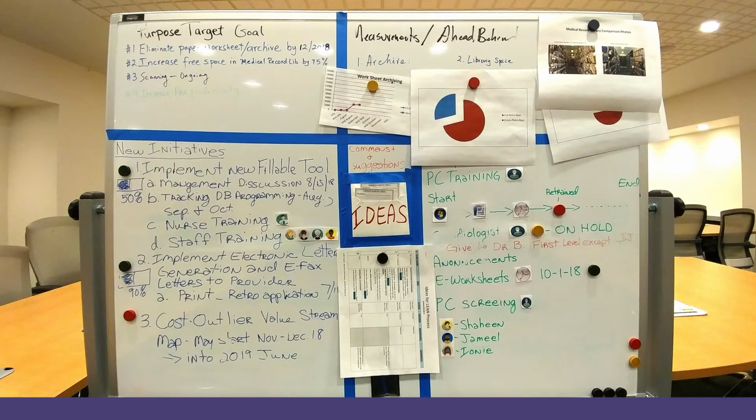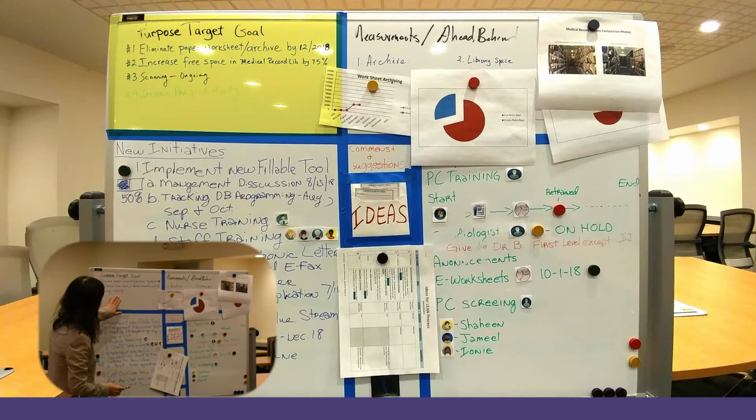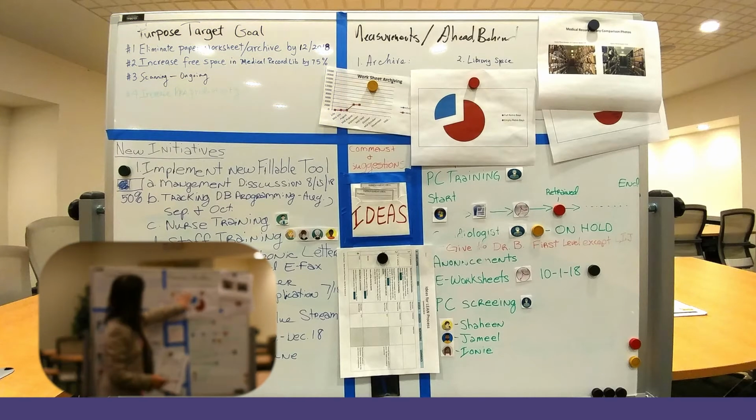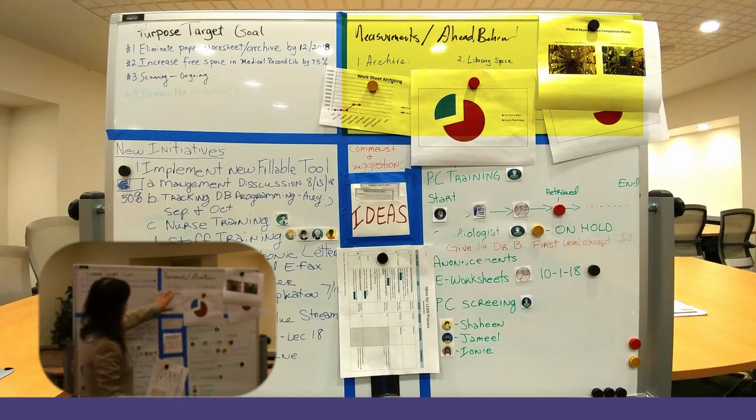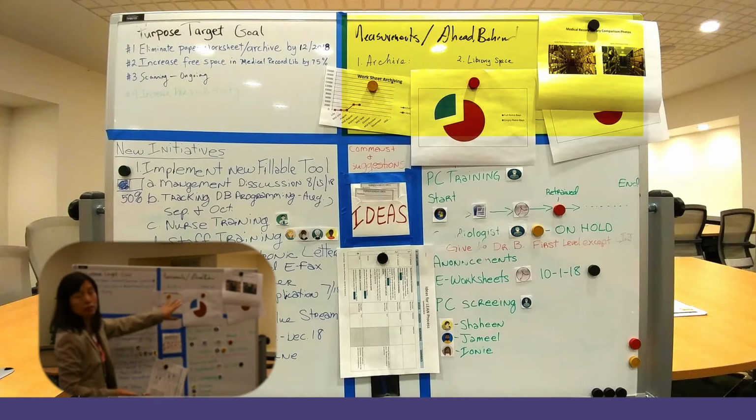Allison, let's go to your Huddle board. Why don't you walk us through it? On our board, in this section, we have the purpose, the target, and the goals, and we identified four goals. So that's that. And then over this section, we're tracking our processes, how we are reaching these goals.